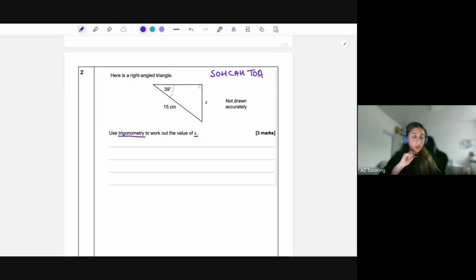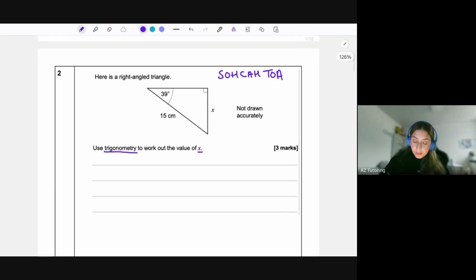First, I'm going to label all the sides that I have. I know the longest side is always the hypotenuse. The side opposite the angle given is always opposite, and the remaining is adjacent. In this case, I've got the hypotenuse. I am finding an opposite, so I need the trig value that contains O and H, which is sine.